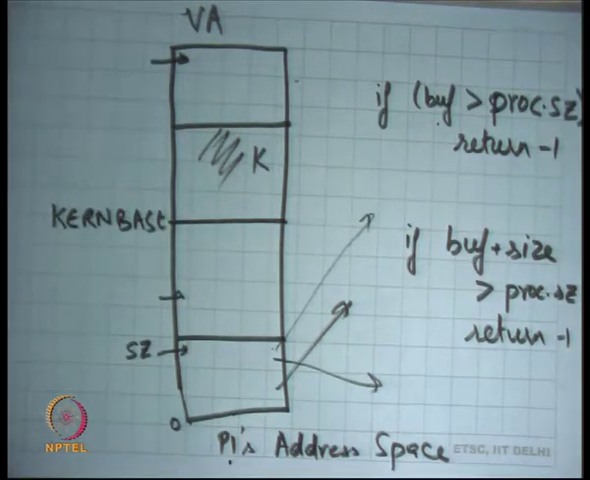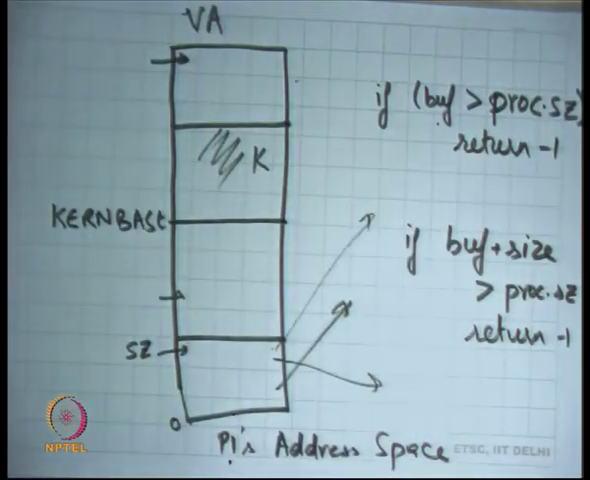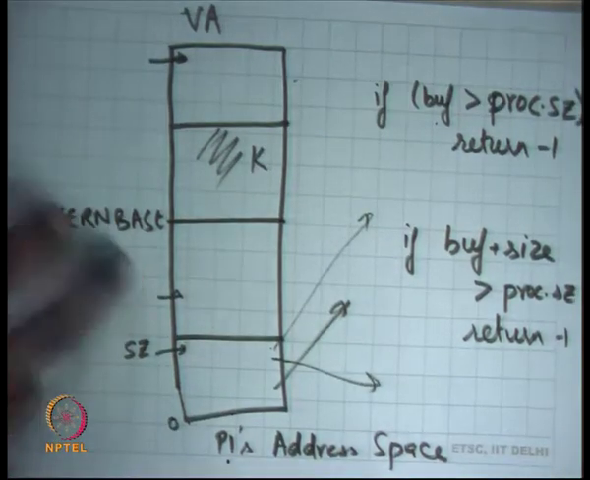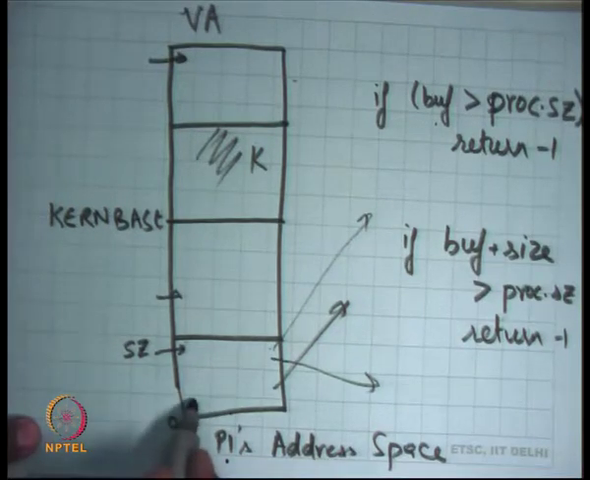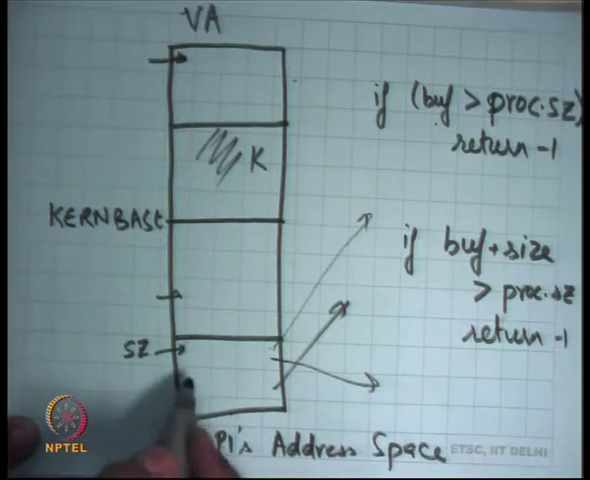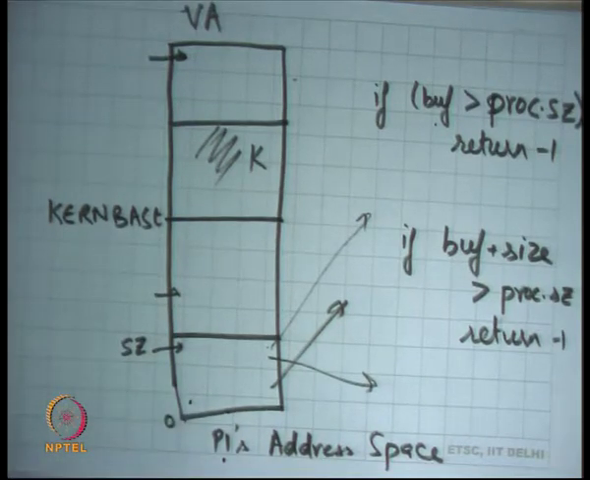So what do you need to check? You need to check both, actually. It turns out that if you check both, you're done. So you check buff plus size, and you're done, right, because that means that both buff is in this area and buff plus size is in this area, so the entire string must be in that area.